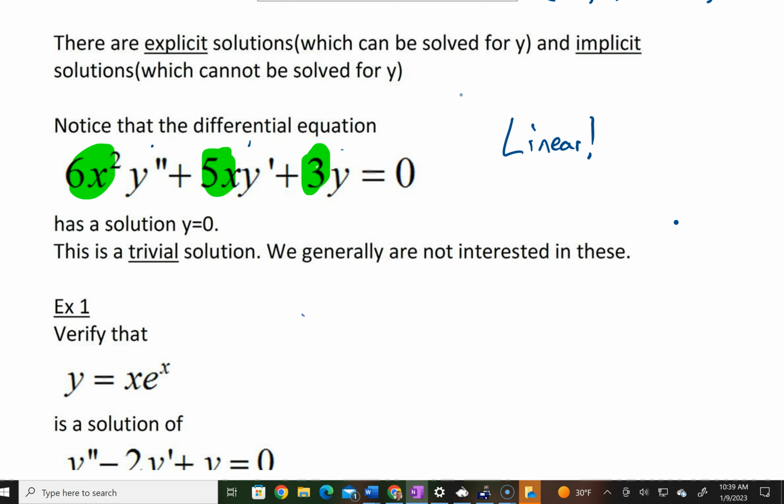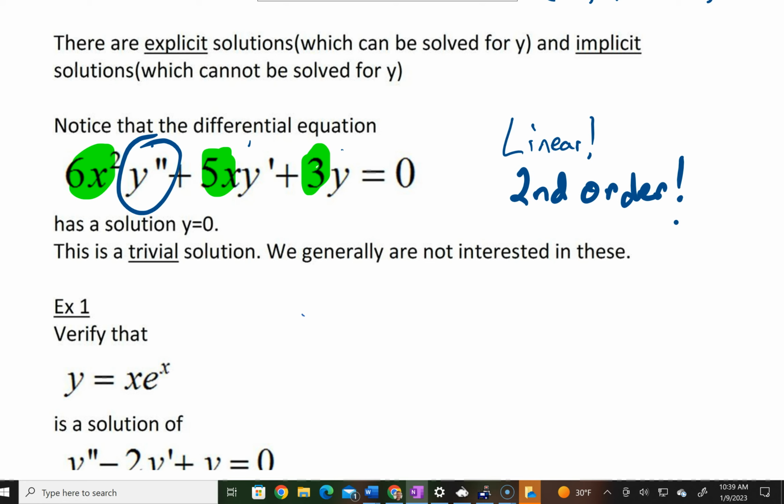By the way, what order do you think this would be? This is a second order. Kids might go, I beg your pardon? What tells you that? The highest derivative is a second derivative, right? So this is a second order linear differential equation.